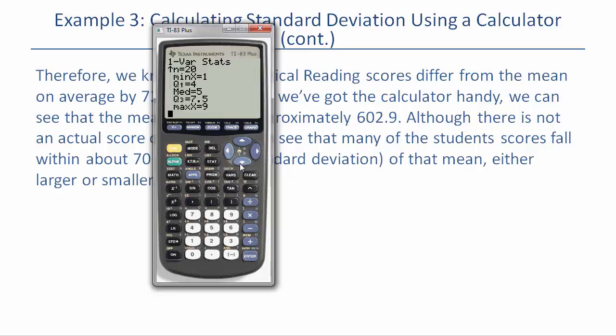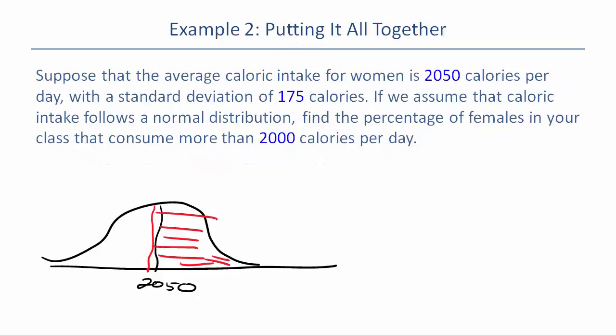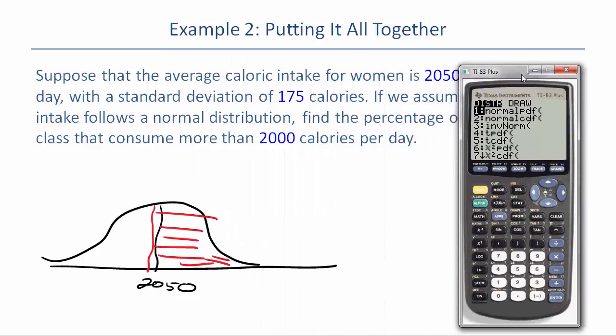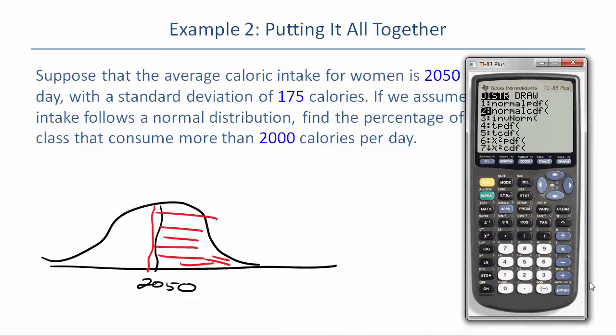Very, very simple. If you wanted to do that previous example with figuring out the probability, right, of this one, you don't even have to calculate a z-score because down here there's vars for variables, and above it is distribution, distr. If you do second vars, it brings up your distribution menu, and you can see the first one is normal PDF and then normal CDF. I'll move this over here so we can see everything. Choose normal CDF.